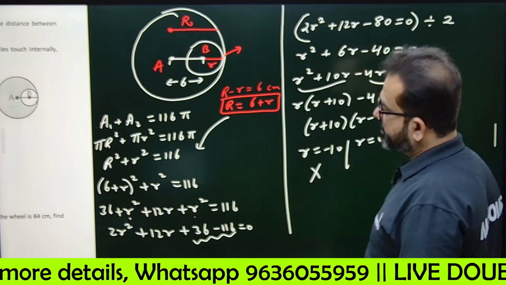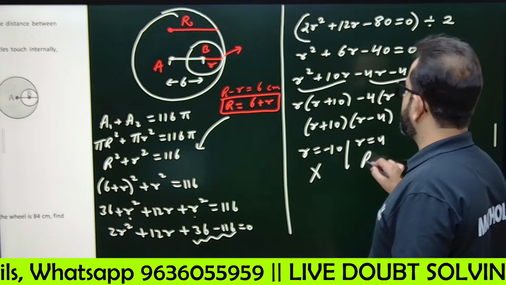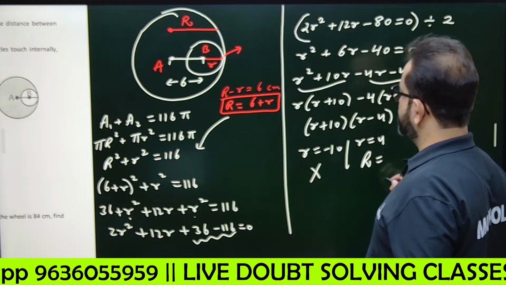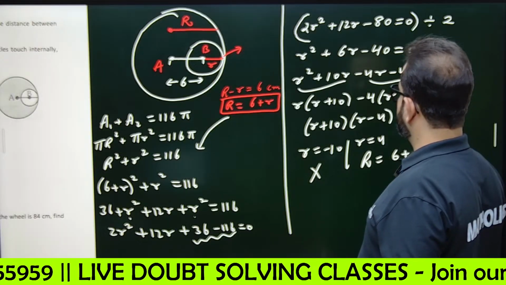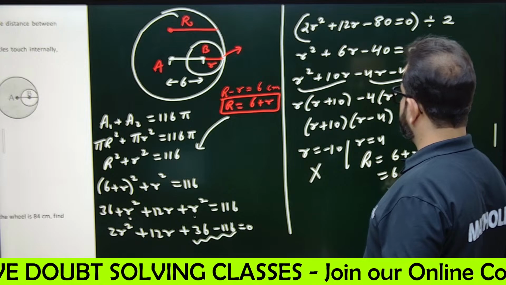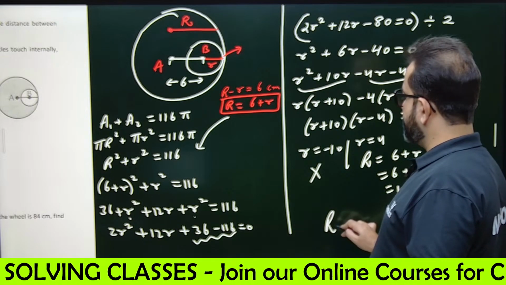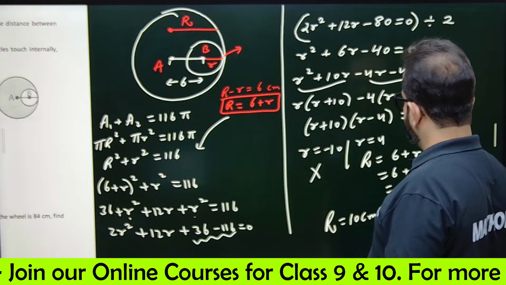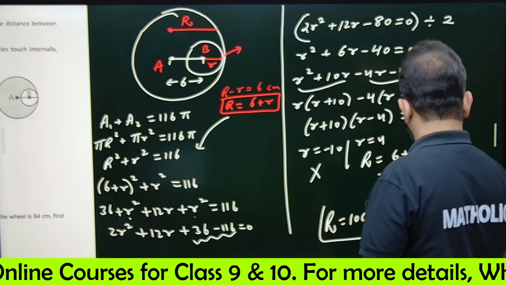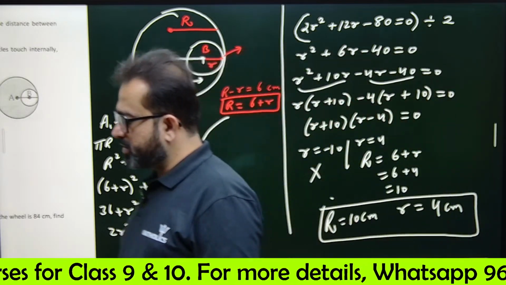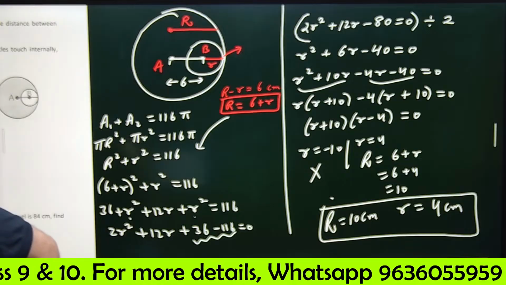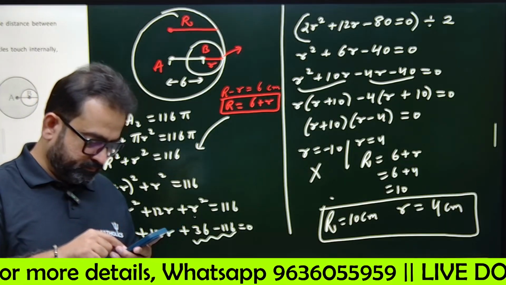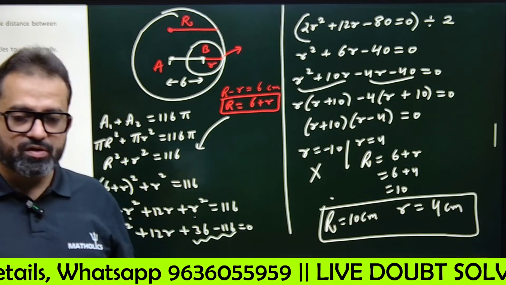This will be rejected. Radius cannot be negative. So capital R will be equal to 6 plus small r, that means 6 plus 4, that means 10. So the bigger radius will be 10 centimeters. The smaller radius will be 4 centimeters. Copy it. That's it. Copy. One minute to copy, then I'll move forward.